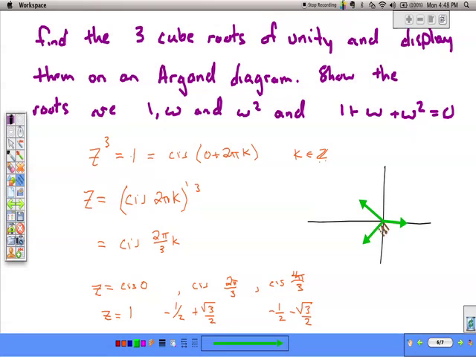And what we should be able to see in graphing these is that these three angles are all going to be the same. And if I add up these three roots, they all add up to 0.